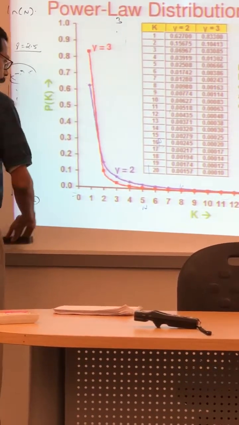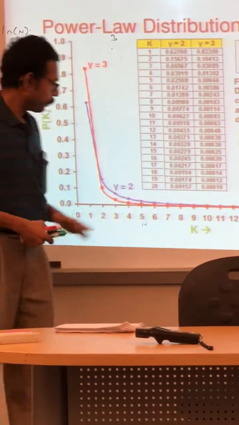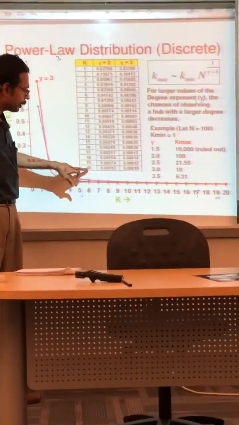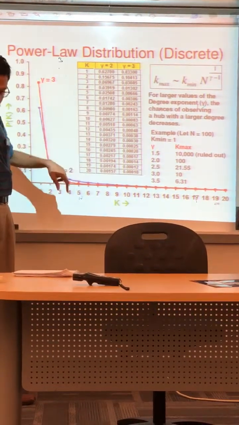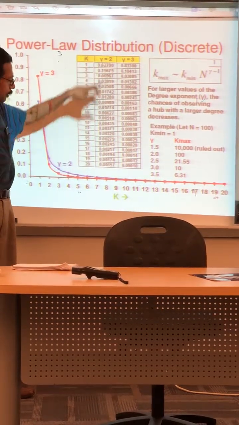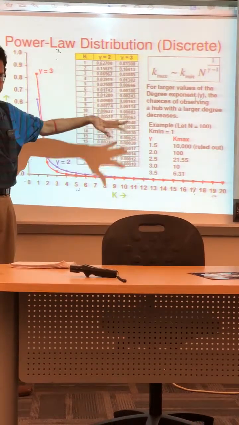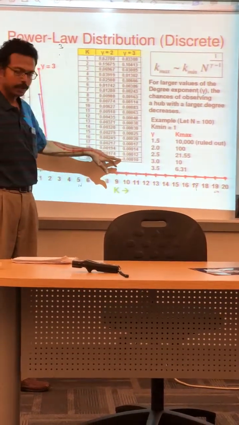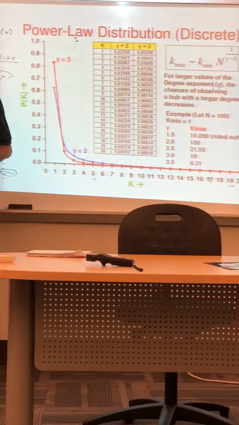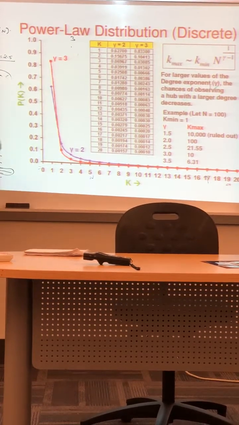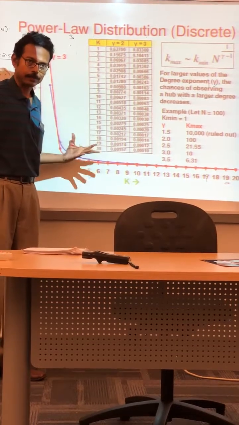You get the typical power law pattern, okay? So if you pay close observation to what happens to the P of K values for larger K for two different values of gamma, you can see if gamma is 2, P of K is 0.00157, whereas if gamma is 3, it is 0.00010. So essentially what happens? For a larger gamma, the probability of finding a node with a larger degree is less, right?